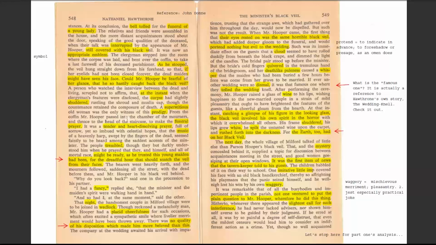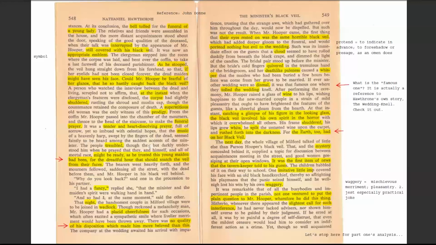From the coffin, Hooper passed into the chamber of mourners and to the head of the staircase to make the funeral prayer. And it was a tender and heart-dissolving prayer, full of sorrow, embedded with celestial hopes, and the music of a faintly heavenly harp swept by the fingers of the dead seemed to be heard among the saddest accents. So they're hearing some type of harp music.